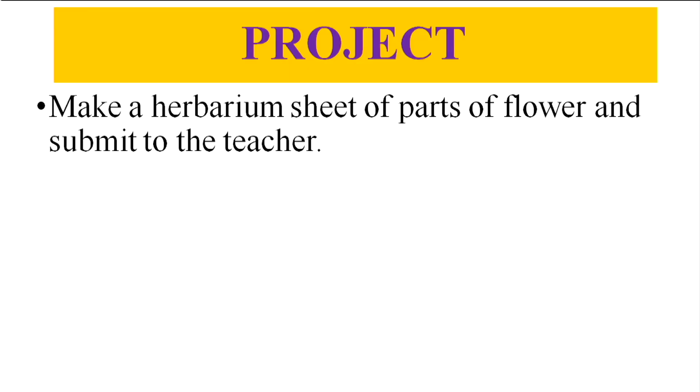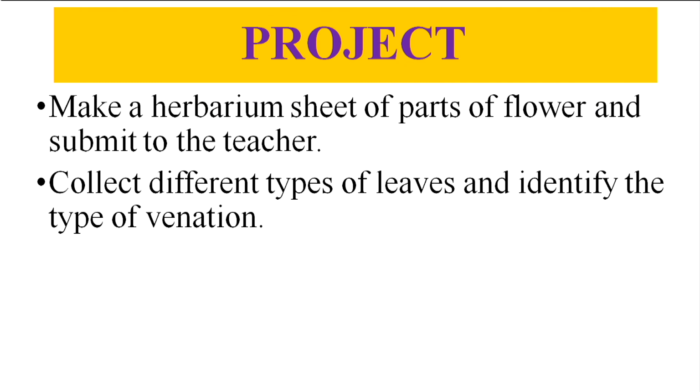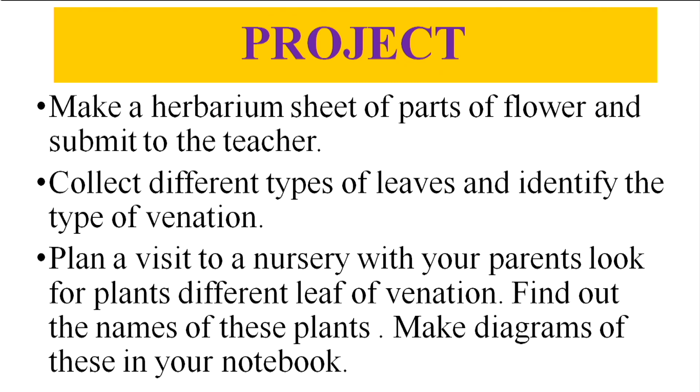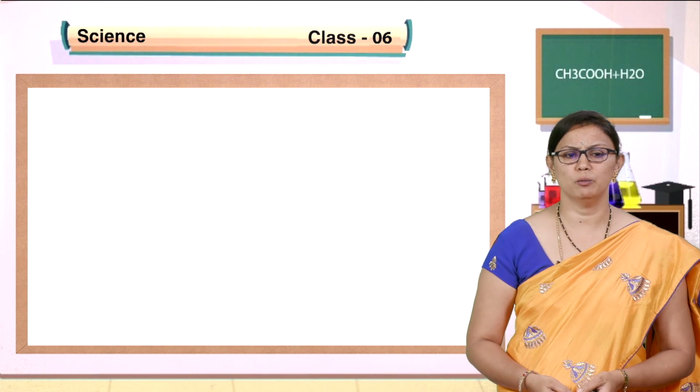A simple project, children, you can do by yourself. Make herbarium sheets of parts of a flower and submit them to the teachers, and collect different types of leaves and identify the types of venation. Plan a visit to a nursery with your parents. Look for plants with different leaf venations, find out the names of these plants, and make a diagram of this in your notebooks. These are very simple projects which you can do from your home.